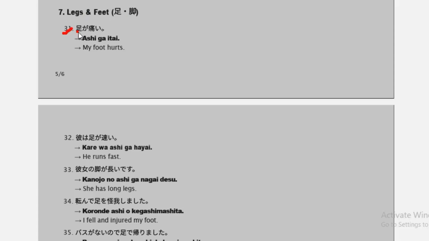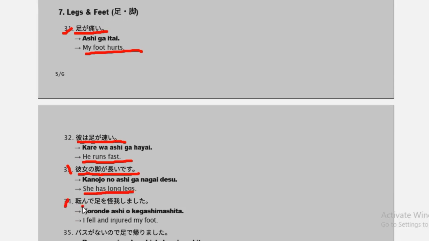The next example is ashi ga itai, means my foot hurts. And the next is kare wa ashi ga hayai. Kare wa ashi ga hayai means he runs fast. The next is kanojo no ashi ga nagai desu. Kanojo no ashi ga nagai desu means she has long legs.